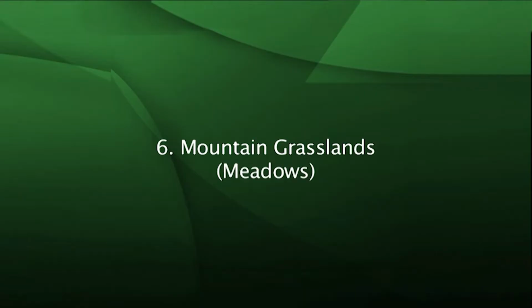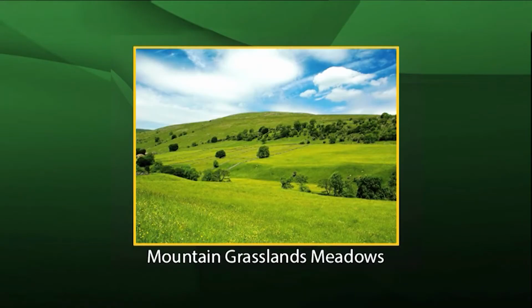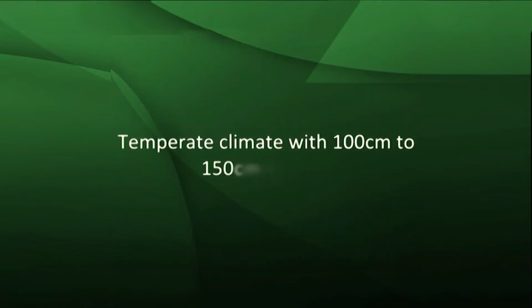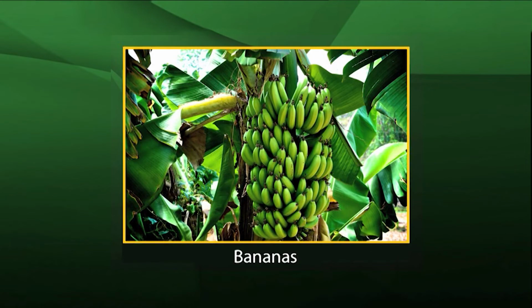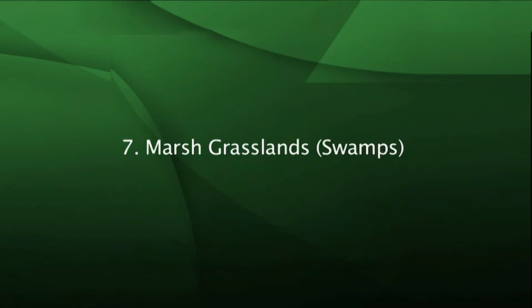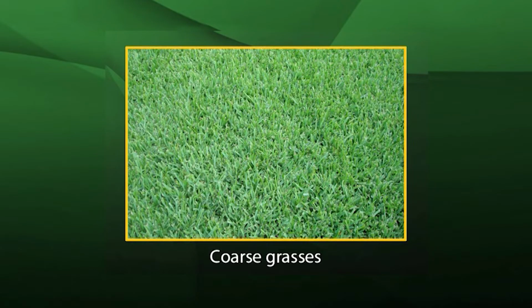Now, the 6th type of grasslands is mountain grasslands, meadows. These occur in the high mountains in the tropics and are caused by cutting and burning of temperate forests of the mountains. Temperate climate with 100 centimeters to 150 centimeters rainfall. These form good grazing lands and produce coffee and bananas. They occupy about 3.5 million square kilometers. There is one more kind, that's marsh grasses or swamp grasslands. These occur in swampy areas and consist of coarse grasses, good for birds and animals. They occupy about 2 million square kilometers.